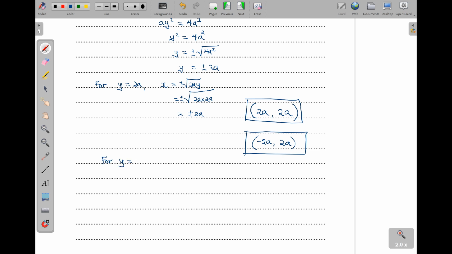Then for y equal to negative 2a, because this is plus or minus, our x, remember, has to be plus or minus the square root of 2a times y. Now this is a negative, so you are going to get plus or minus the square root of negative 4a squared. This one is undefined because this one has to be real. So here we are not getting a solution. So the two answers we are supposed to have are this and this.